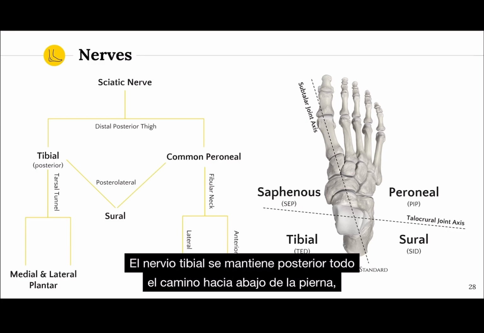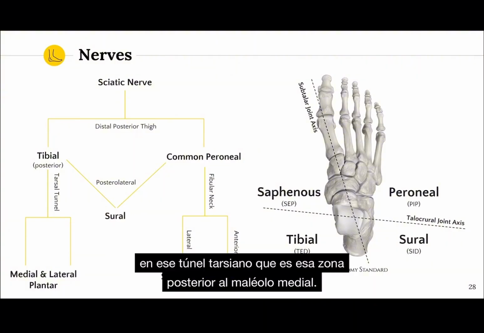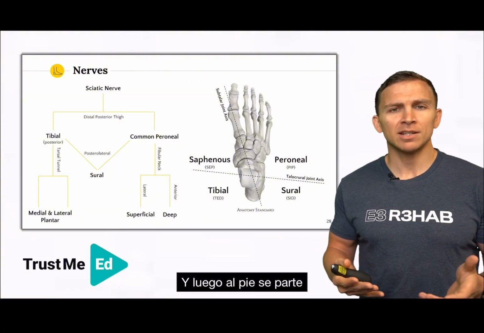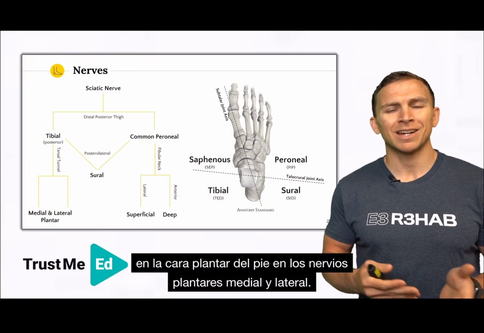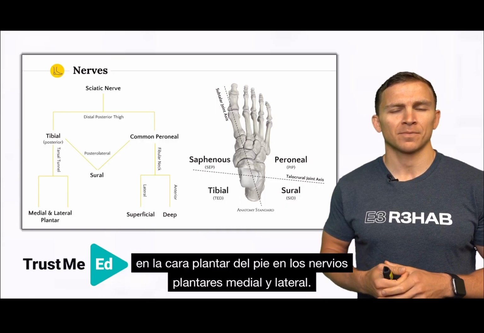The tibial nerve stays posterior all the way down the leg. It's going to travel in that tarsal tunnel, which is that area posterior to the medial malleolus. And then at the foot, it splits on the plantar aspect of the foot into medial and lateral plantar nerves.